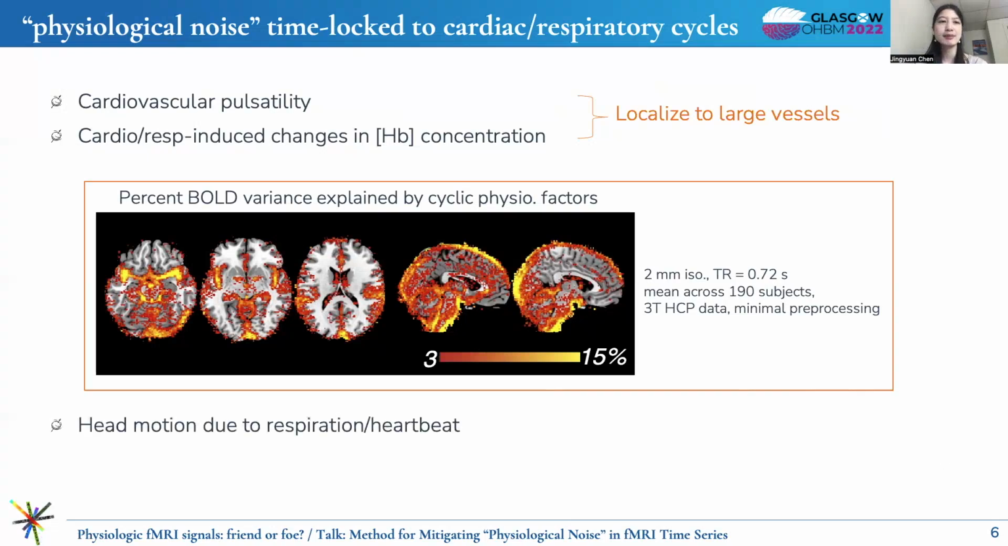And this may also arise from head motion coupled to respiration, and the pattern is more complicated depending on the specific types of motion the subject has.